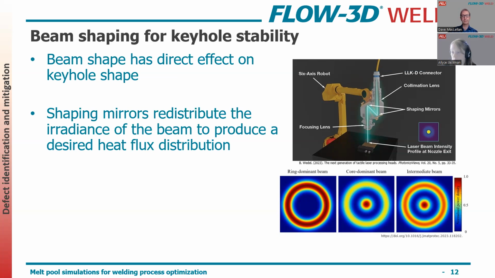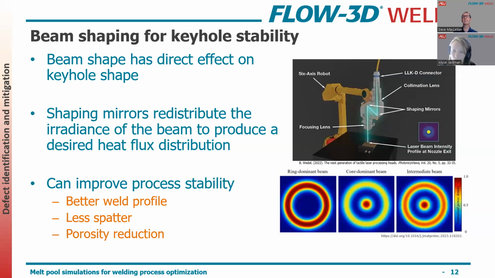So they can do these kind of donut shapes down here in the bottom right, ring beams, multi-core beams, but you can also look at shapes that are not circular. You can look at kind of tailed shapes and things like this that we'll look at in just a moment. But generally speaking, we're looking to leverage this type of technology to improve the process stability, get a better weld profile, reduce spatter, reduce porosity.